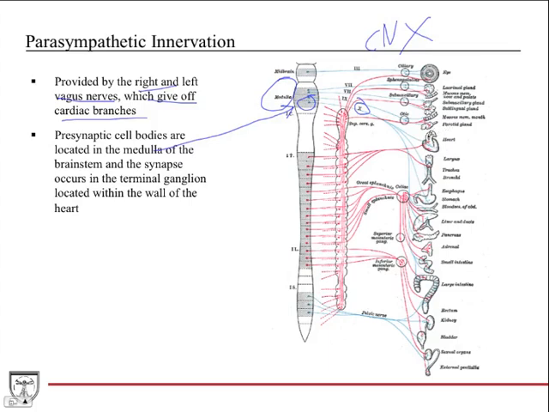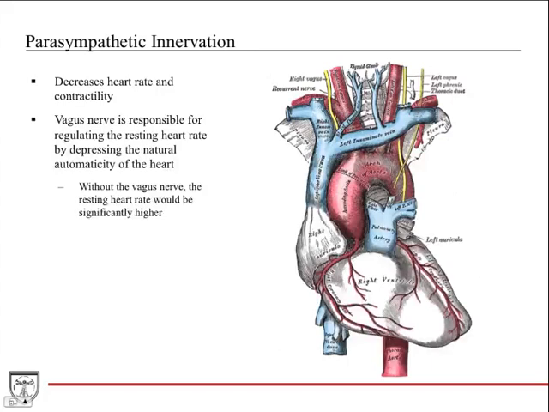And then, like all parasympathetic fibers, they synapse in the wall of the target organ. So they come down in the vagus nerve, and this blue line represents the synapse in the wall of the heart. So what are the parasympathetic effects? Just the opposite of sympathetic, in most cases. Decreases heart rate and decreases contractility.